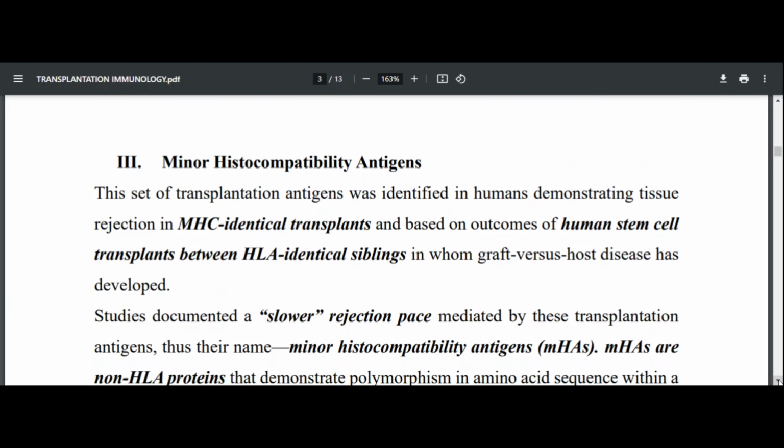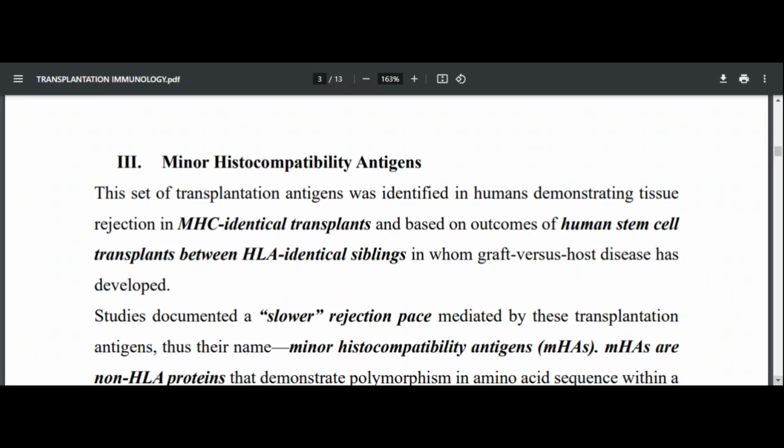So now we have, apart from major histocompatibility antigens, a set of minor histocompatibility antigens. This set of transplantation antigens was identified in humans, demonstrating tissue rejection in MHC-identical transplants, and based on the outcome of human stem cell transplants between HLA-identical siblings in whom graft-versus-host disease has developed.